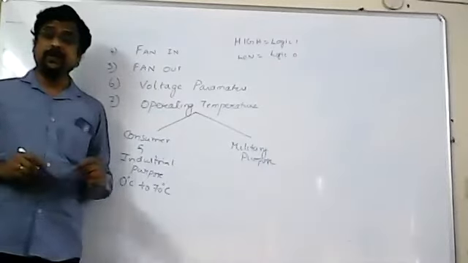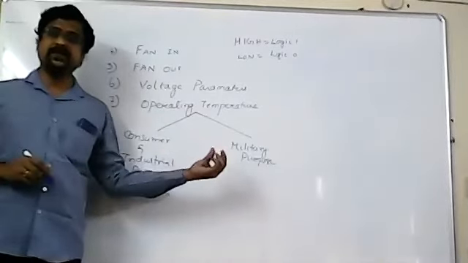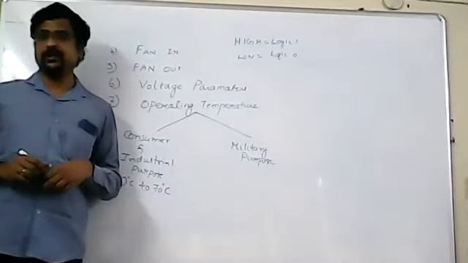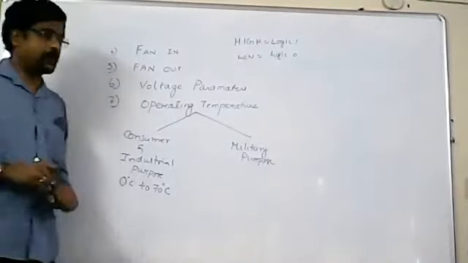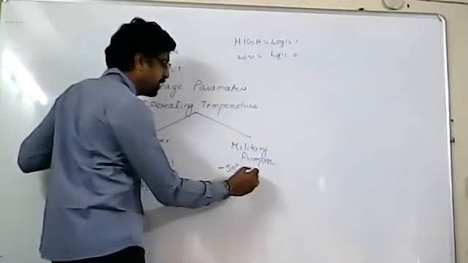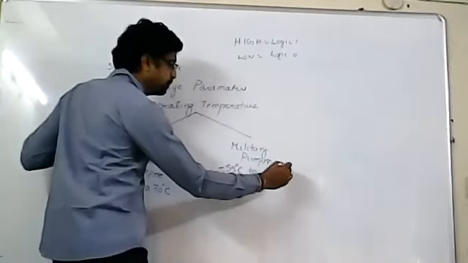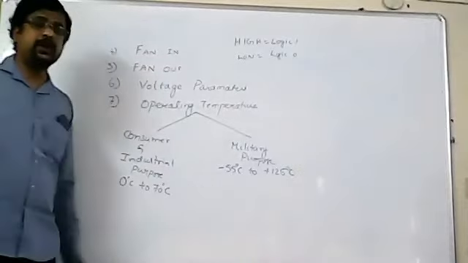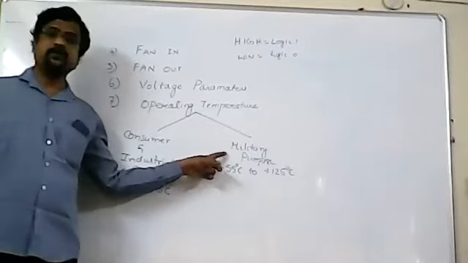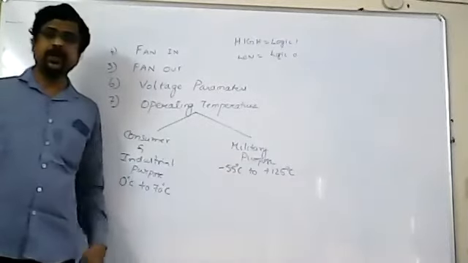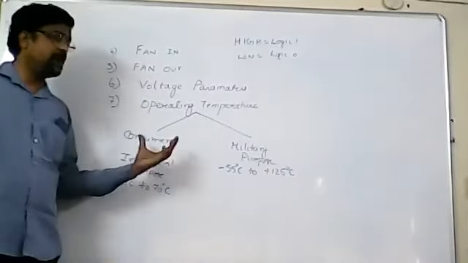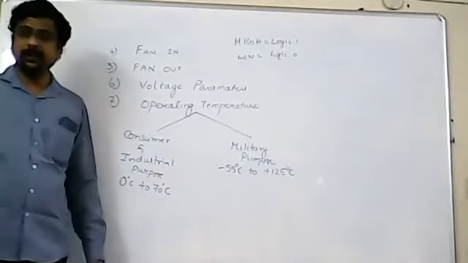So that is the reason for military purpose, separate ICs are designed with different operating range. The number will be same, but the range of temperature will be different. So minus 55 degrees centigrade to plus 125 degrees centigrade. So the operating temperature range for military purpose is what? Minus 55 degrees to plus 125 degrees. So this is about the operating temperature. Followed?